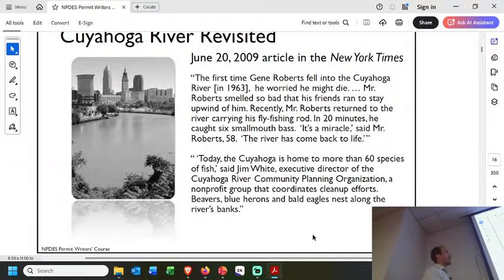Recently, he returned to the river carrying his fly fishing rod. In 20 minutes, he caught 6 smallmouth bass. It's a miracle, he said at 58. The river has come back to life. And smallmouth bass, by the way, are kind of notorious for wanting clean, lots of oxygen in the water.